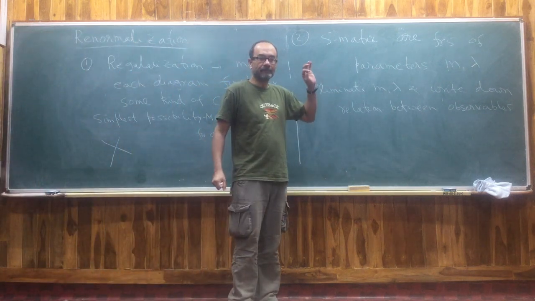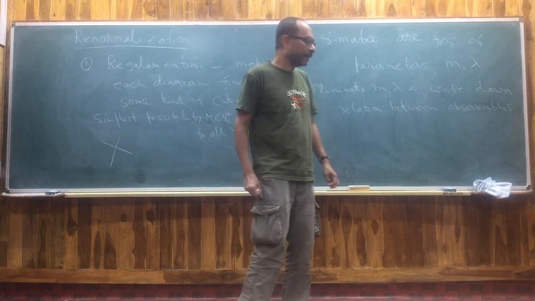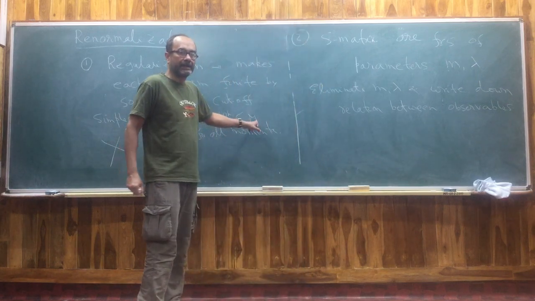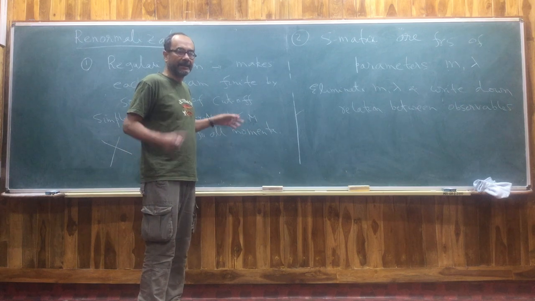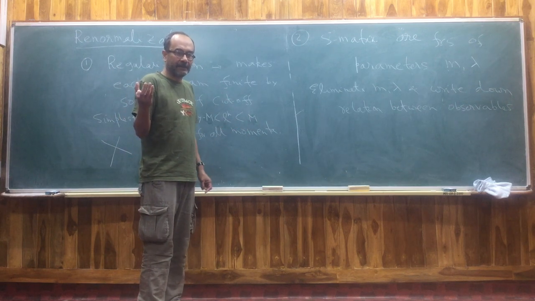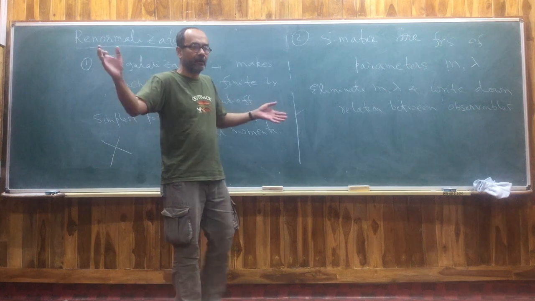Sir, why is it specifically the limit lambda goes to infinity, or M goes to infinity, because ultimately the original theory didn't have this M, right? You are integrating l mu from minus M to infinity. So eventually, to get a sensible theory, you have to take M to infinity, right?